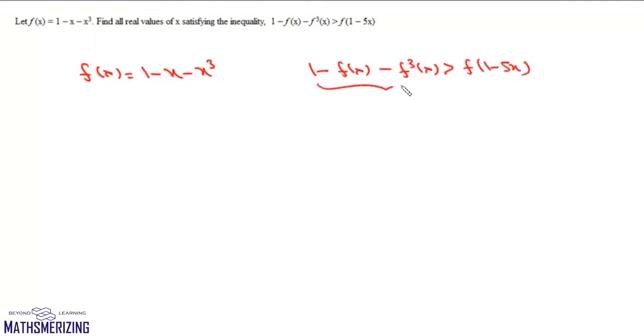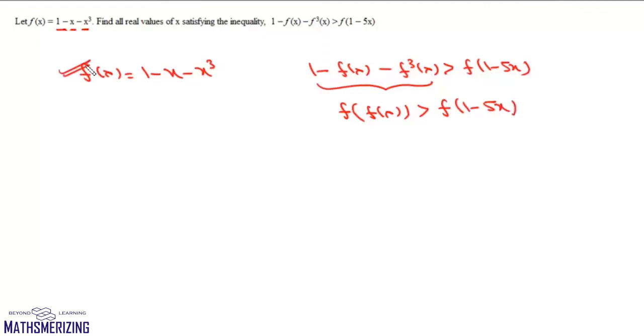Now here the question is, let f(x) equals 1 minus x cube. Then we need to find all real values of x satisfying the inequality 1 minus f(x) minus f cube(x) is greater than f(1 minus 5x). Now if we look at this left hand side, it is 1 minus f(x) minus f(x) cube, which is nothing but f(f(x)). So we can write f(f(x)) is greater than f(1 minus 5x).